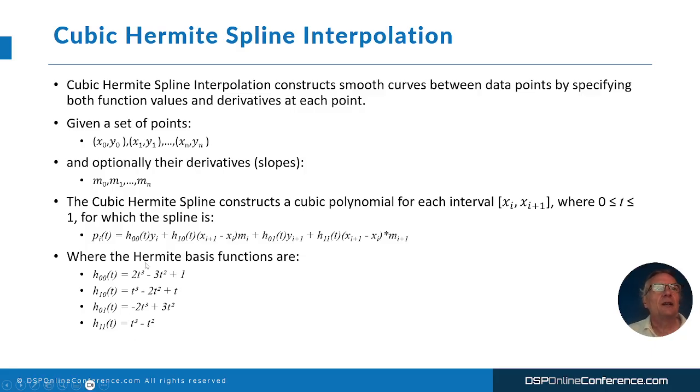So the cubic Hermite spline constructs a cubic polynomial for each individual segment, i.e. between two data points in our data set, for a given time t, where t is between the value 0 and 1. And then we have this polynomial, showing the basis functions. The basis functions are shown here.